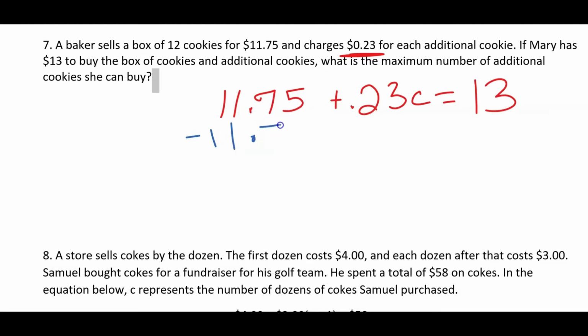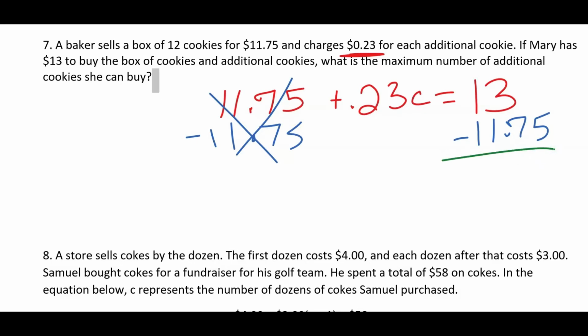I'd subtract $11.75 first, because she's spending that much right off the bat. She's spending $11.75. So I need to know how much she is going to have left over when she has spent that $11.75. So she spent $11.75 of the $13, and that leaves her with $1.25, and she has 23 cents per cookie now that she's going to be spending.